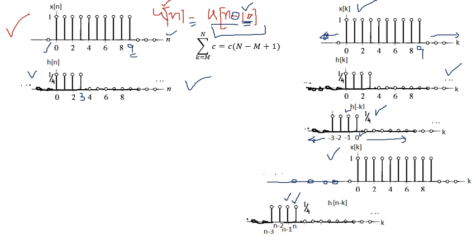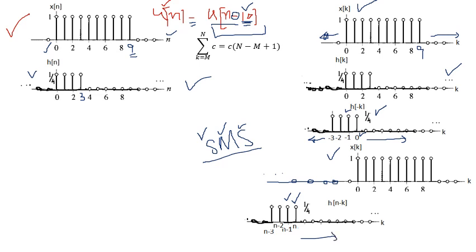Next step is you shift the signal, right? I already told you that you can memorize this thing, that is SMS. What does it mean? It means shift, multiply, and then sum. This is for convolution sum. Okay, so you shift this way.